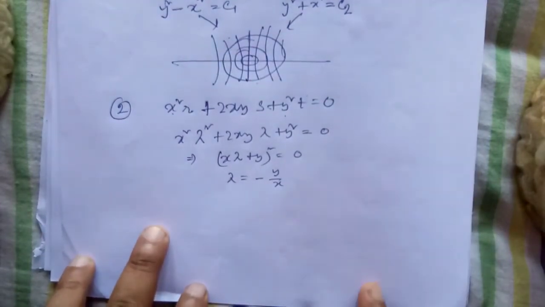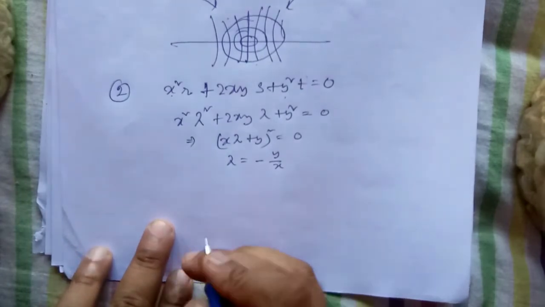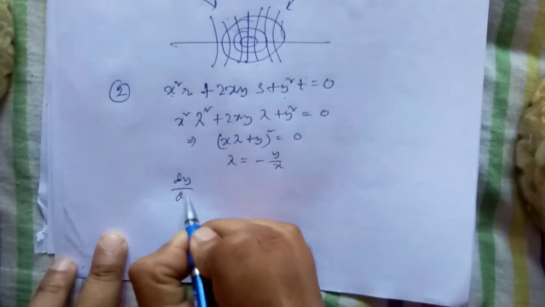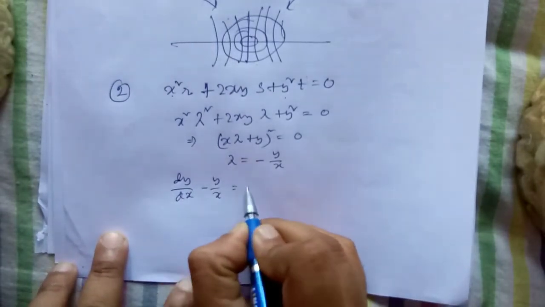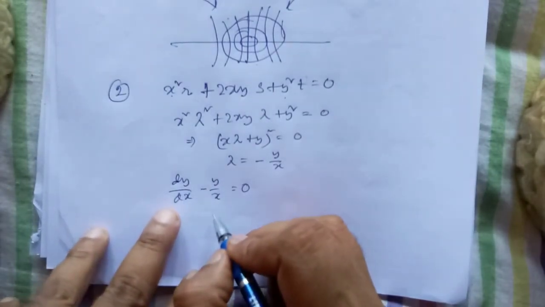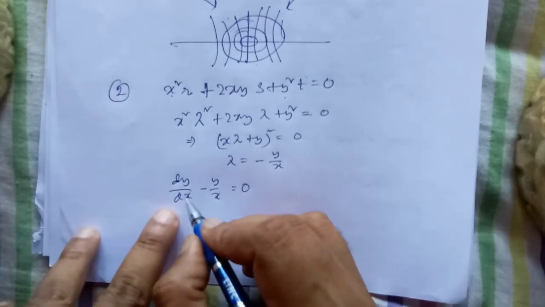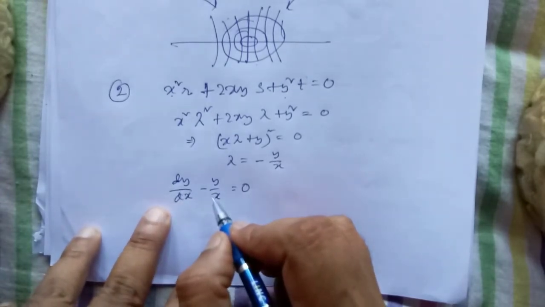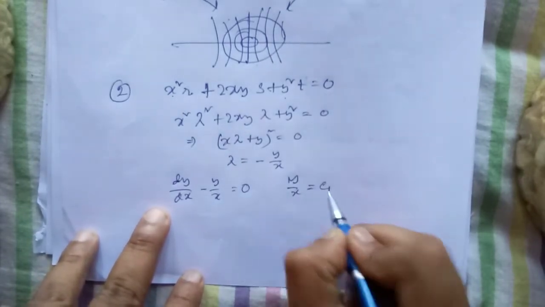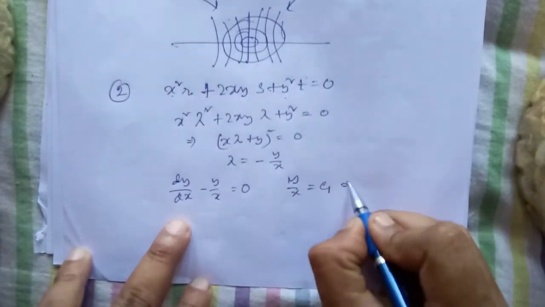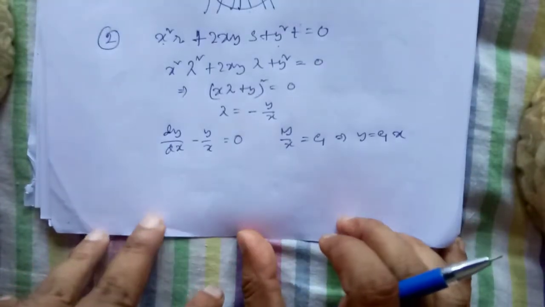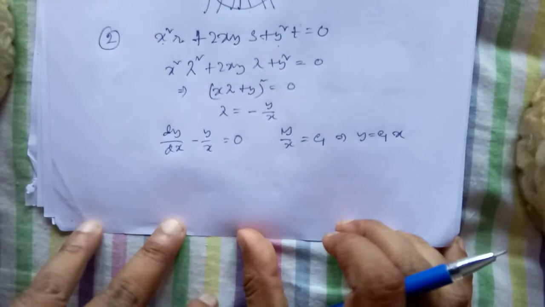So solving, what we will have is dy/dx − y/x = 0. So this is dy/y − dx/x = 0. Integrating, we get log y − log x = some constant. So y/x = some constant, or rather y = c1 x, a straight line passing through the origin. So this is the required family of characteristics.